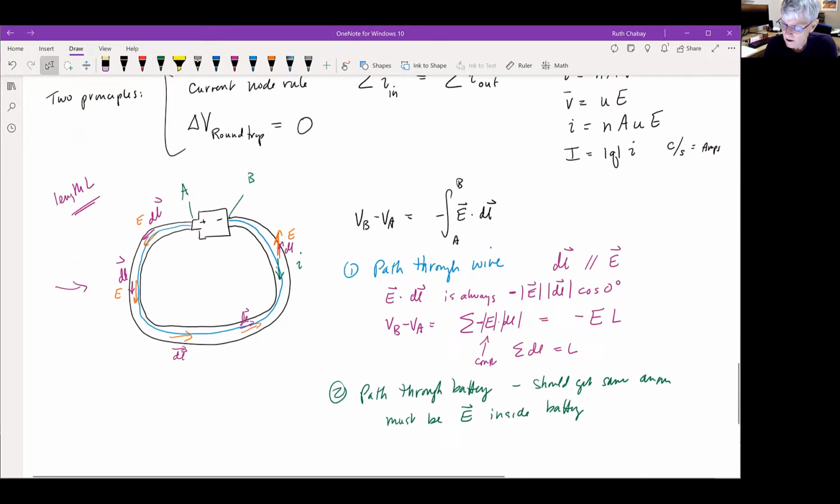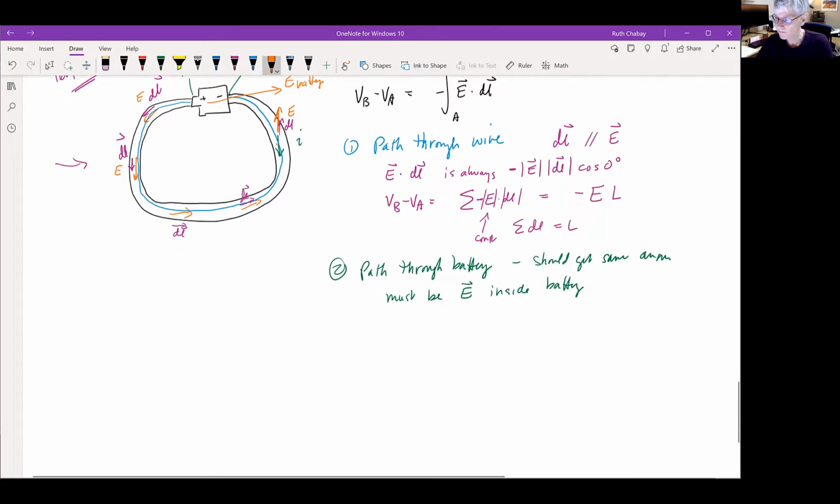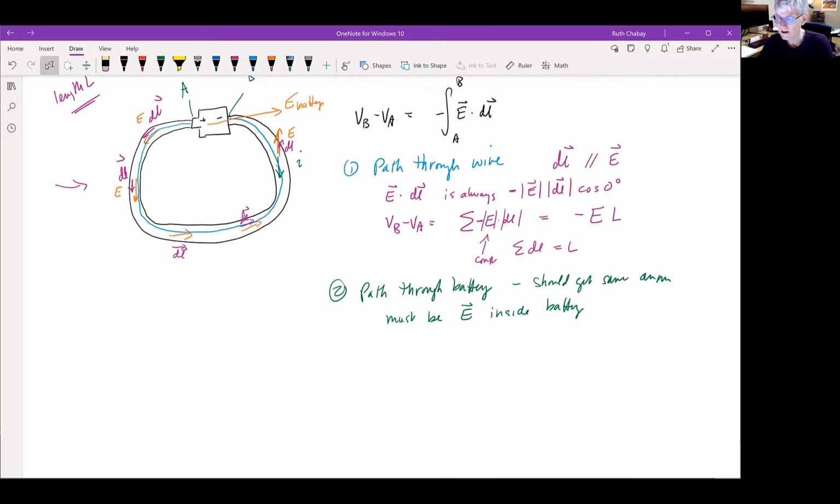So we would guess that there's an electric field pointing from the positive end to the negative end of the battery, so pointing the other direction. And it probably has to be bigger than the electric field in the wire, because if VB minus VA is going to come out the same, then for a smaller distance, we'd need a bigger field. So I'm going to say this is the electric field in the wire here. So I'm going to write this as E wire times the length of the wire.